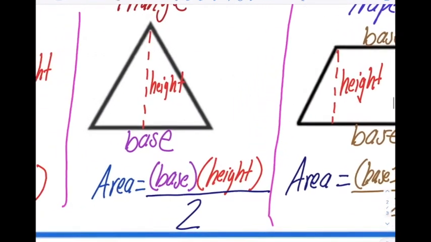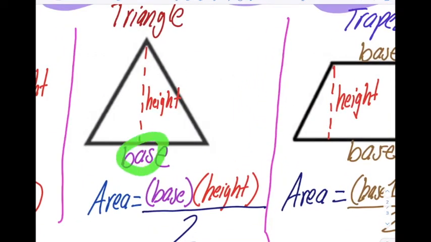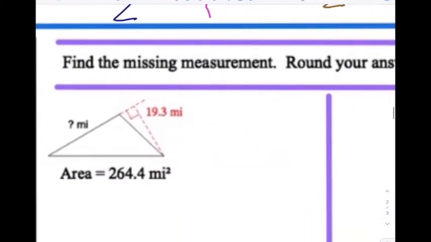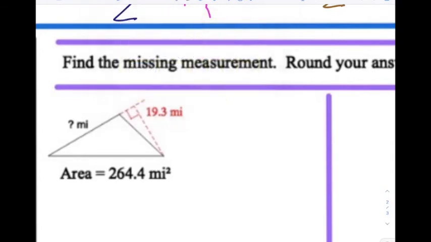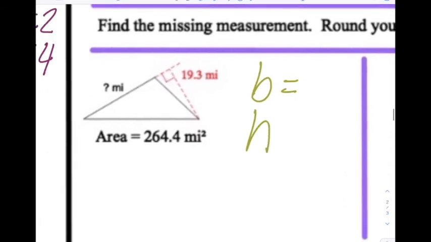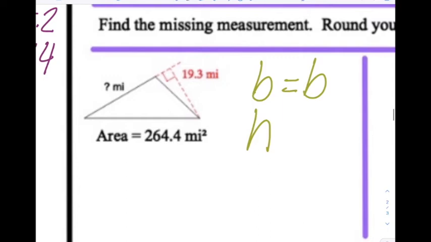So with a triangle, let's see. A triangle, I need a base and I need a height. Well, this triangle's flipped over, right? So the base is right here, and I have no idea what that base is. So base is just base. How tall is this triangle? Well, from the bottom here to the top, remember it's flipped over, is 19.3.